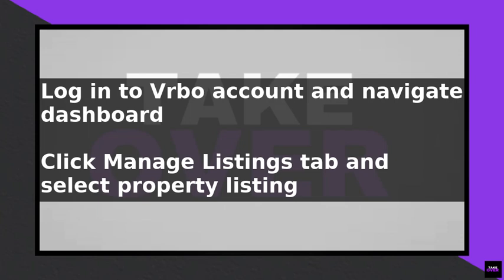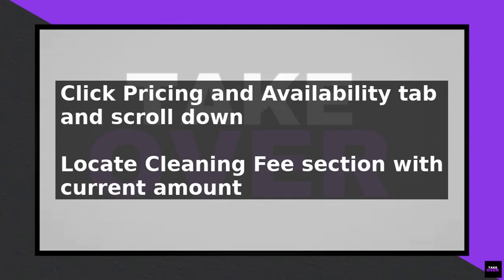First, log into your Vrbo account and navigate to your dashboard. From there, click on the Manage Listings tab and select the property for which you want to change the cleaning fee. Once you are on the property page, click on the Pricing and Availability tab. Scroll down to the Cleaning Fee section, where you will see the current cleaning fee amount.